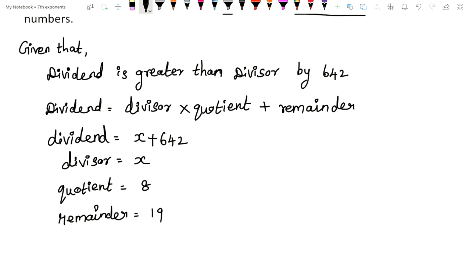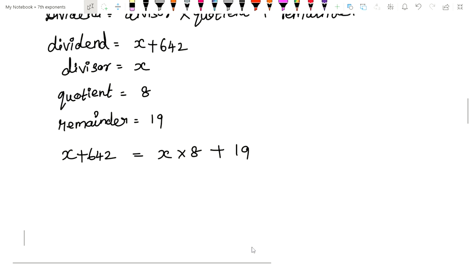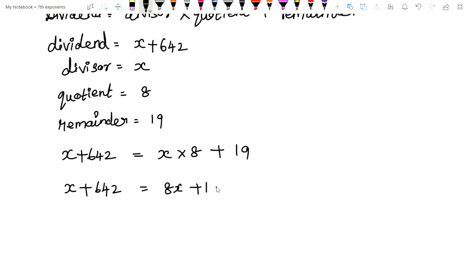Now you substitute these values in the division algorithm. Okay. So dividend x plus 642 equal to divisor x into quotient 8 plus remainder 19. Now you simplify this. x plus 642 equal to x into 8, 8x plus 19.